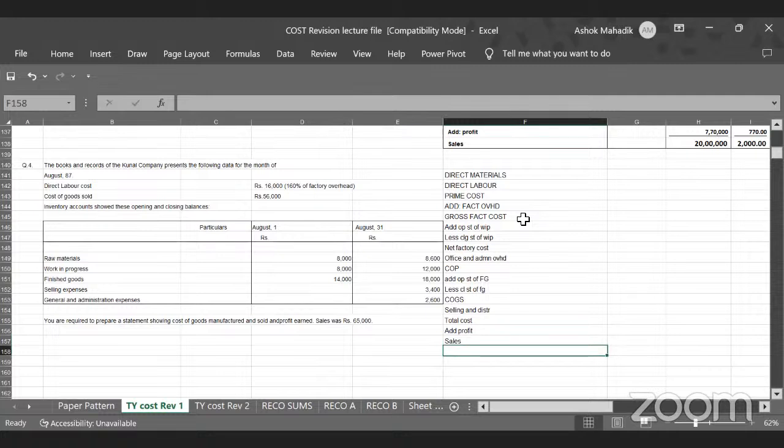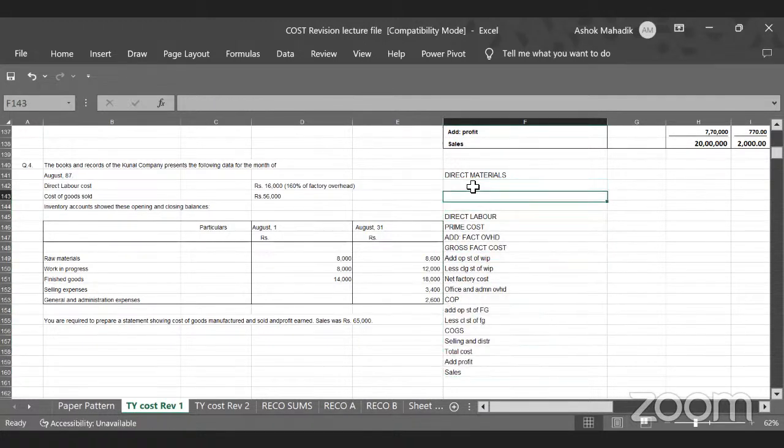Okay, so let us put in material. Let me add the lines opening and closing. Opening in material again, I have opening stock of raw material. Add purchase of raw material. There is no carriage or anything, so less closing stock of raw material. Okay, so this information is missing, purchase of raw material, so we have to find it.